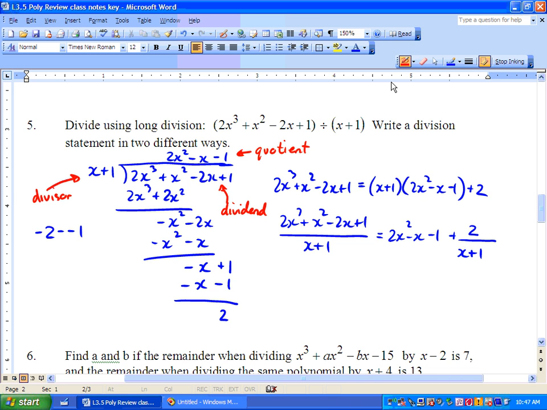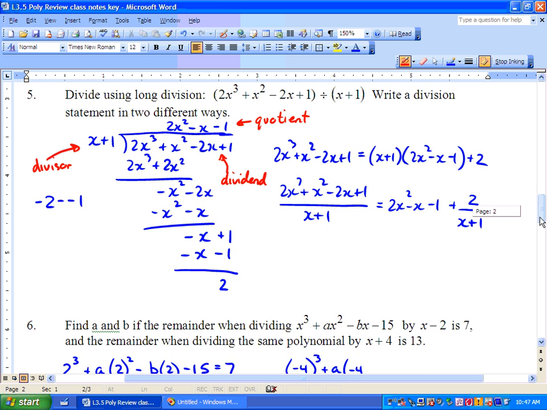And I'm going to point out that you're also responsible for what a division statement is. And so a division statement is either how to get the initial polynomial, is you multiply the quotient with the divisor and then you add on the remainder, or it's a restatement of the question. So I'll let you guys take a look at that, but you're responsible for both methods of the division statement.